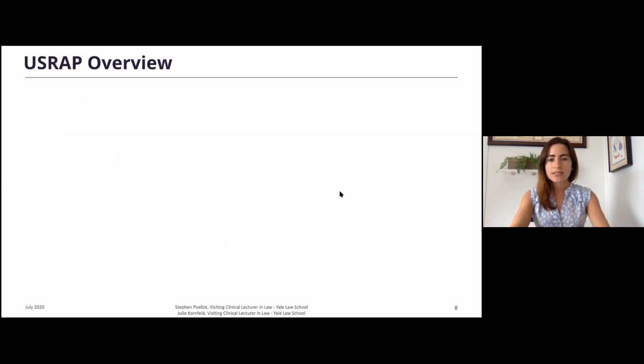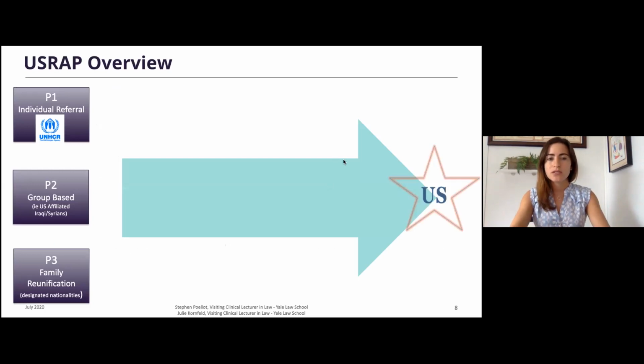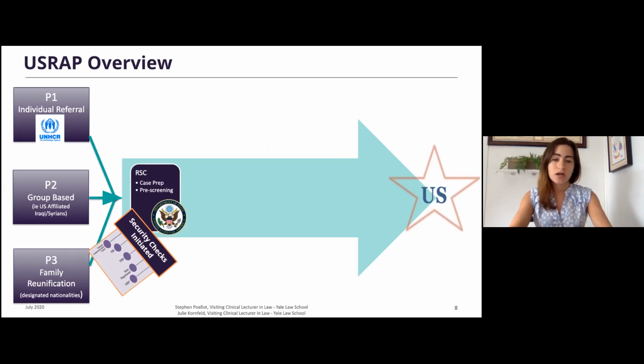Now, regardless of how a refugee accesses the USRAP process, whether it's P1, P2, or P3, once they're in the pipeline, they will begin a lengthy series of steps where the US determines their eligibility and admissibility to enter the US as a refugee. So let's walk through those steps. After accessing USRAP, a refugee will first attend an interview with a Resettlement Support Center, an RSC. It's usually a non-governmental or international organization that contracts with the State Department.